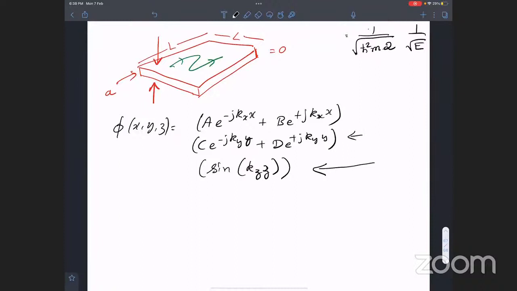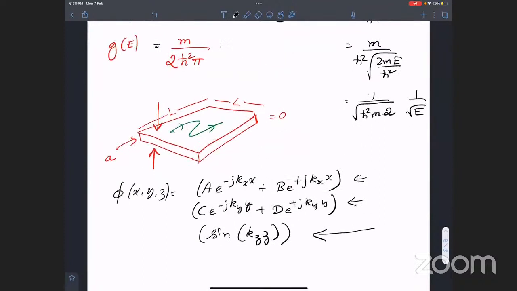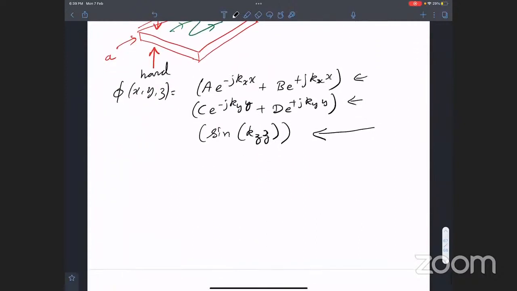In x and y, I'm going to choose propagating states, with periodic boundary conditions, because the electron is in a way free to propagate there. However, I'm going to choose a hard boundary in the z direction. And we have already solved what happens in a hard boundary, right? This is our infinite potential hard boundary. It's going to be of the form sine kz into z. Now, what are the conditions?